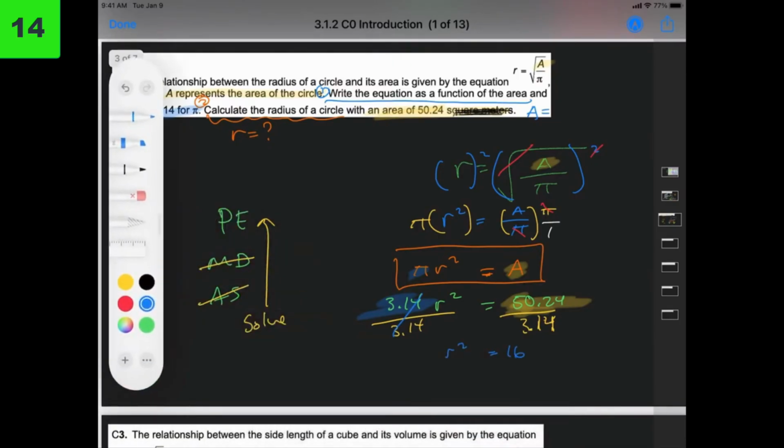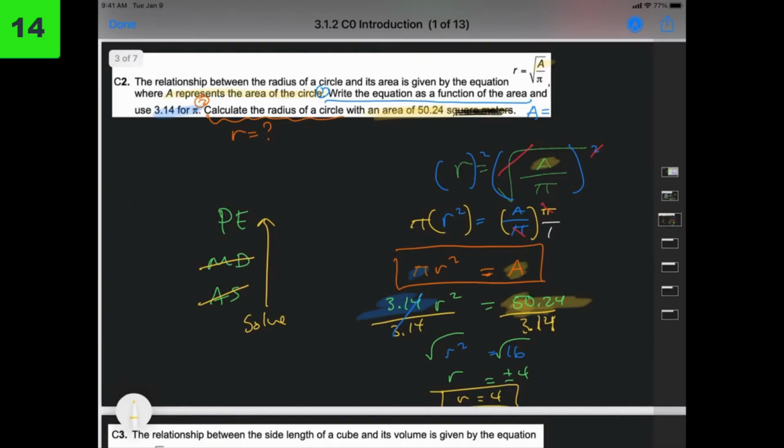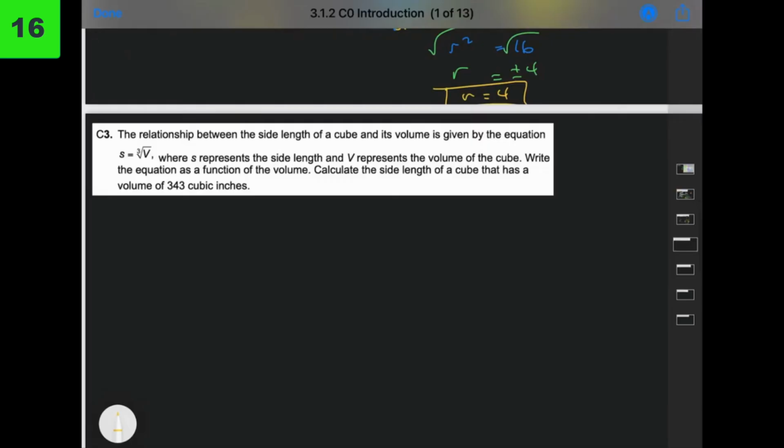And then basically, you're going to get rid of that by taking the square root. And some good math here is that it's actually equal to plus or minus 4. But r is radius, it's a distance, so it's really just r equals 4. Okay, so calculate the radius of a circle. We did that by solving for r. I solved for the formula there, and that's our answer. All right, C3.